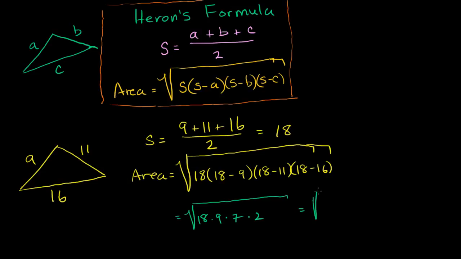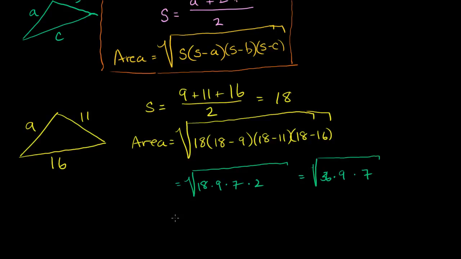This is equal to the square root of 36 times 9 times 7, which is equal to the square root of 36 times the square root of 9 times the square root of 7. The square root of 36 is just 6. This is just 3. I mean, you don't deal with the negative square roots because you can't have negative side lengths. And so this is going to be equal to 18 times the square root of 7.